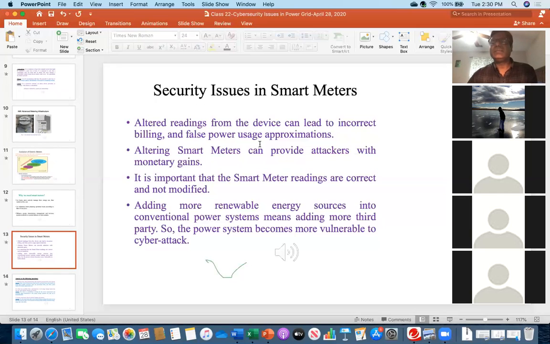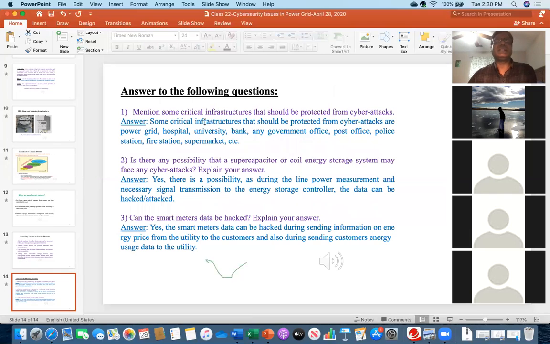Okay, so I think we discussed all the main points, and time is pretty short, but I have set up 3 questions, and I have even written down the answers for you, so it will not take time. For example, the first question is: mention some critical infrastructures that should be protected from cyber attacks. What are the critical infrastructures? I have written down the answers, like power grid.